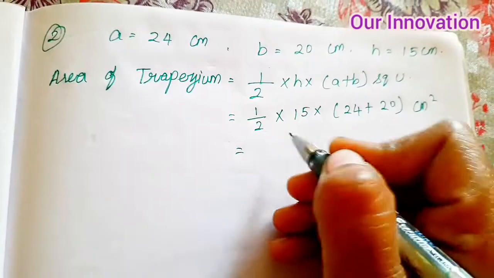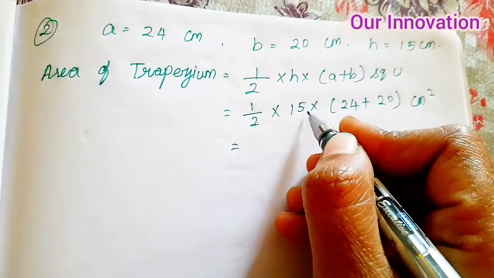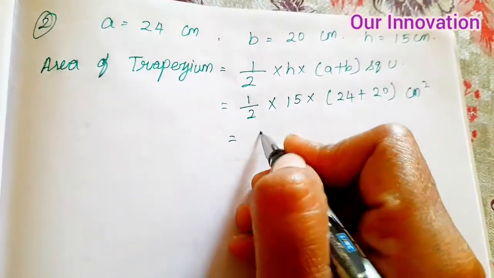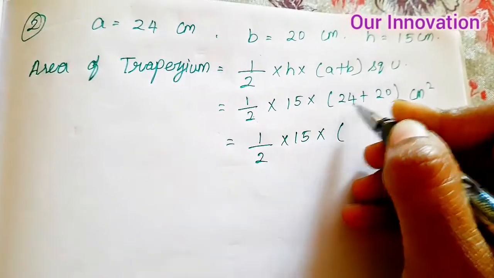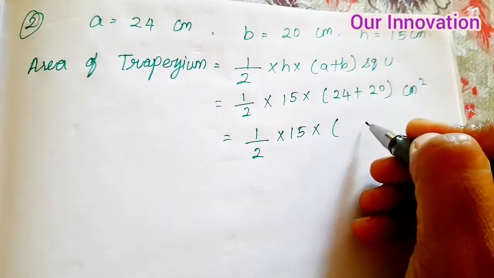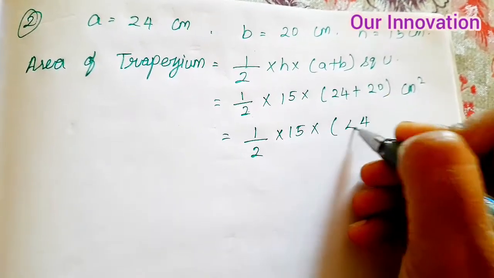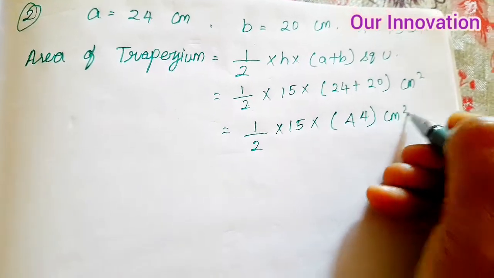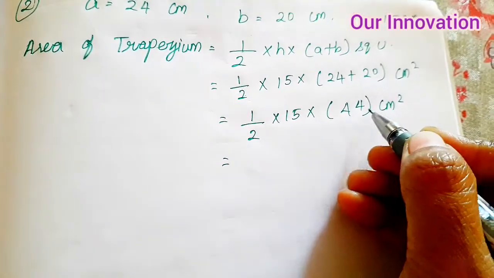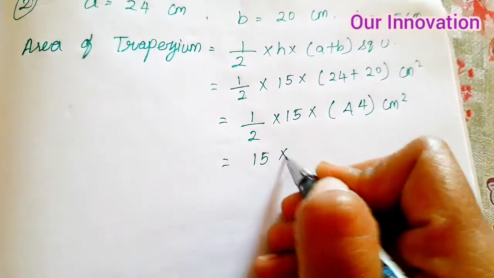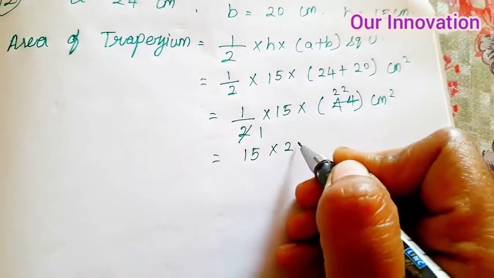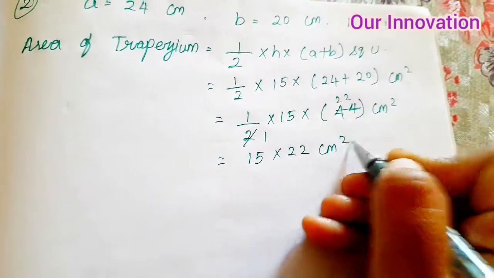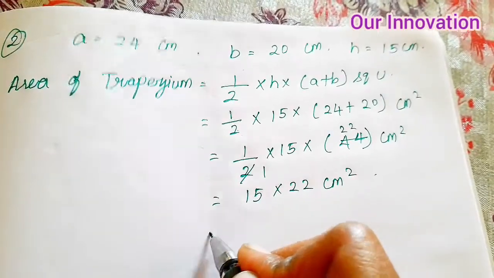Now we can cancel. This cannot be cancelled, so we add first and then cancel. 1/2 into 15 into, now add 24 plus 20: 4, 2 plus 2 is 4, 44 cm square is equal to. Now can we cancel this also? 15 into 1 2 is 2, 2 2s are 4, 2 2s are 4, so 15 into 22 cm square is equal to.